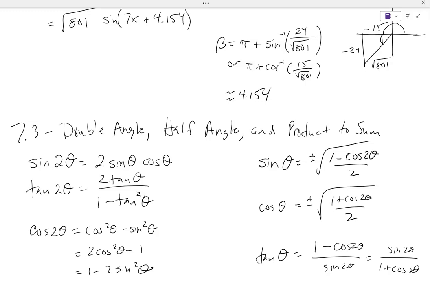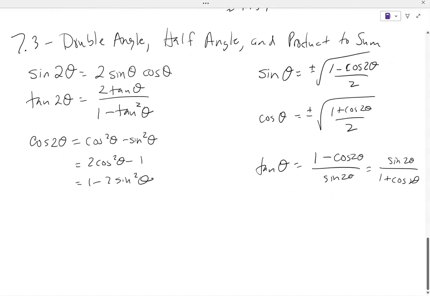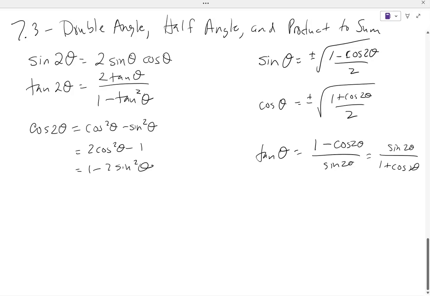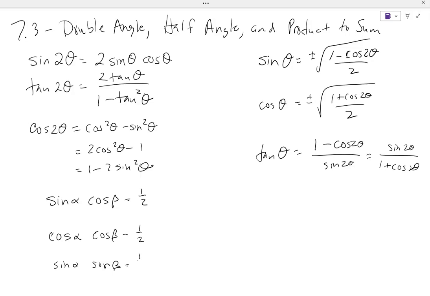All right, and then we had the product of sum formulas. We had one that mixed the sine of alpha and the cosine of beta, and the other two were either sine, sine, or cosine, cosine. They all 3 have a 1/2 in front.